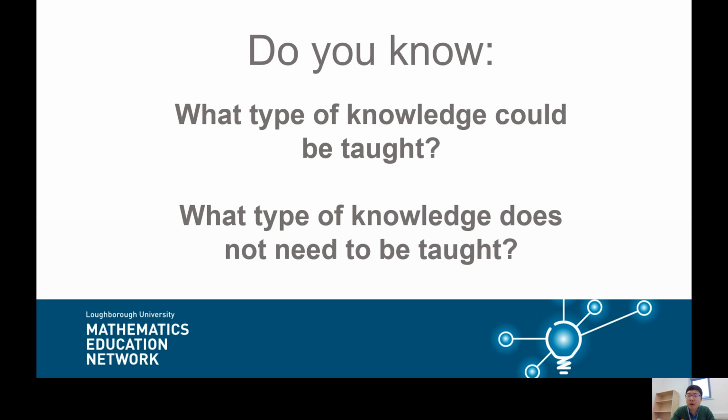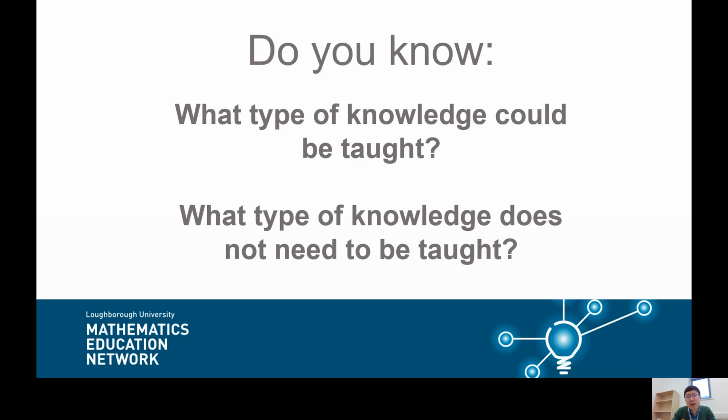At the beginning of chapter 1, I would like to ask everyone these two questions. What type of knowledge could be taught and what type of knowledge doesn't need to be taught? I'm wondering how many of you have ever considered categorizing knowledge first and then designing instructions. If so, you may have answers for these two questions. If not, probably you can start considering what type of knowledge we should teach and what type of knowledge we don't need to teach.